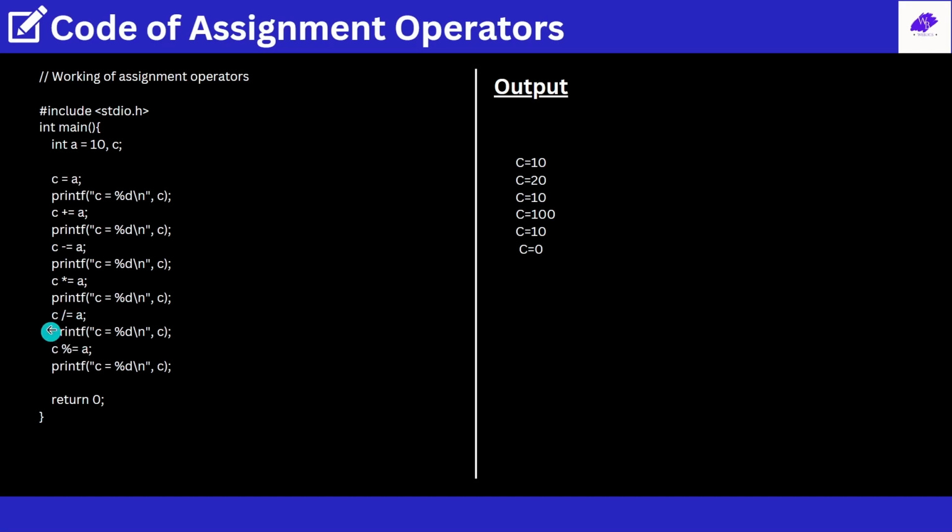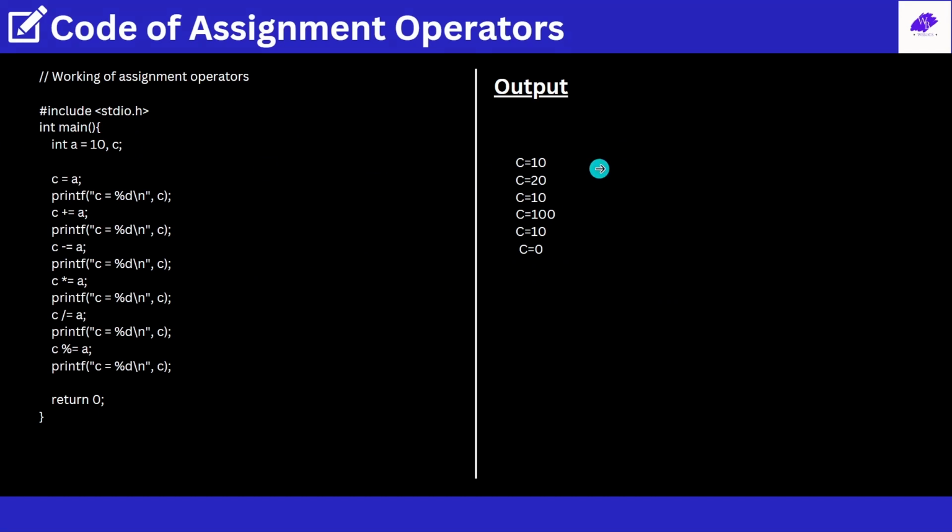In the next line there is c divided by equal to a. Here the value of c is 100 and the value of a is 10, so 100 divided by 10 is equal to 10, so the value of c will be 10. Now again c modulo equal to a, that is c will be divided by a, and whatever remainder is there will be stored in c. So 10 modulo 10, that is 10 divided by 10 is equal to 1, and the remainder is 0. So c will be assigned the value 0. So these were all for the assignment operator.